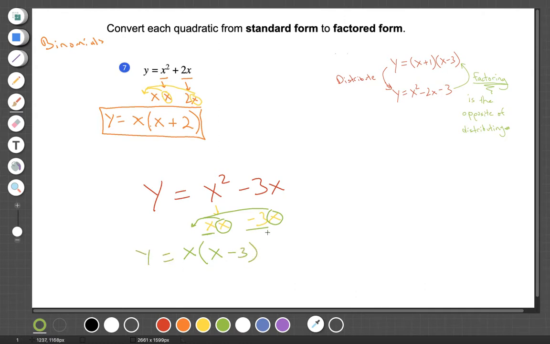So you get y equals x times (x minus 3). If you distribute it, you would get back to this. So that's the basic idea of how you factor binomial quadratics to go from your standard form to your factored form.